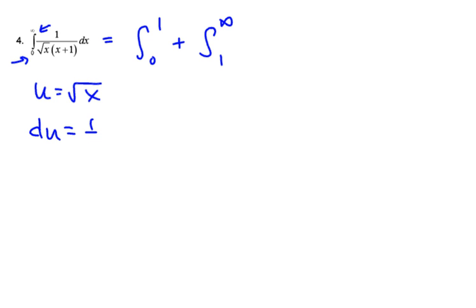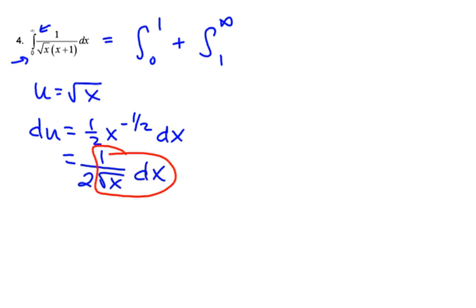So then du would be 1/2 x to the -1/2 dx, which would then be 1 over 2 times the square root of x dx. Okay, this is a very strange one, different than we normally see. So see now that we have this 1 over square root of x dx sitting here. So that's going to be equal to, if we take care of this 2, 2 du is equal to 1 over the square root of x dx.